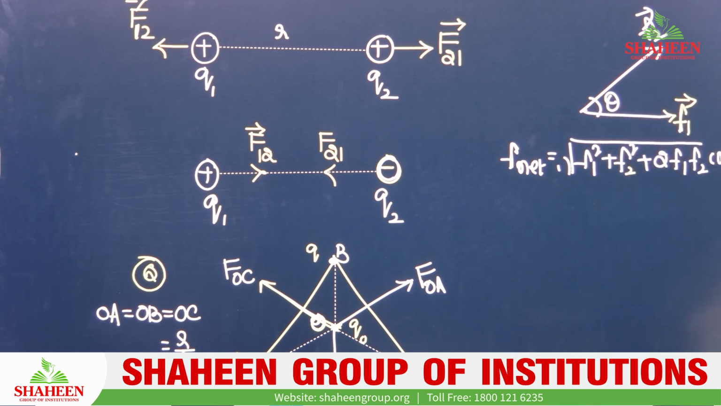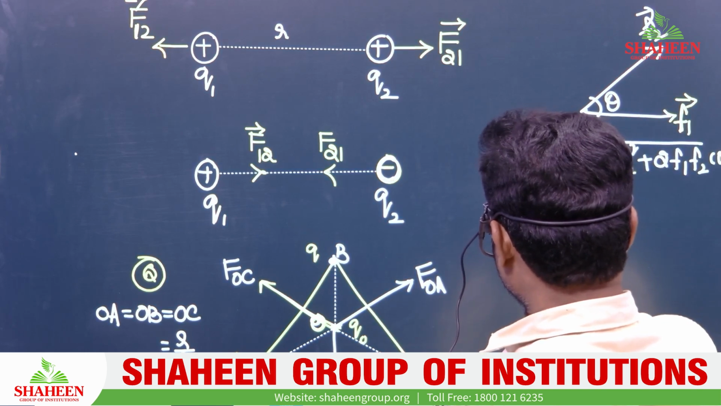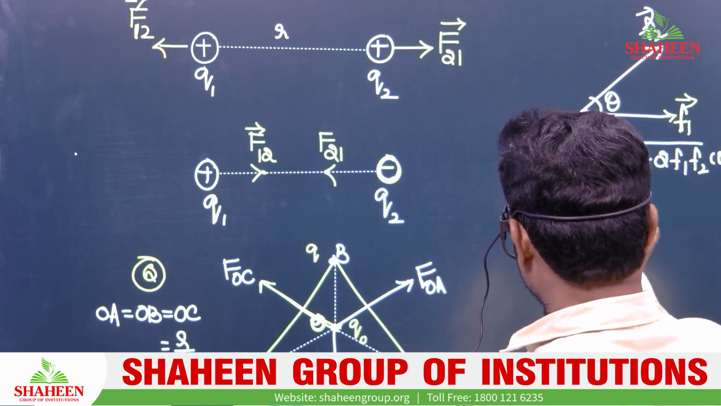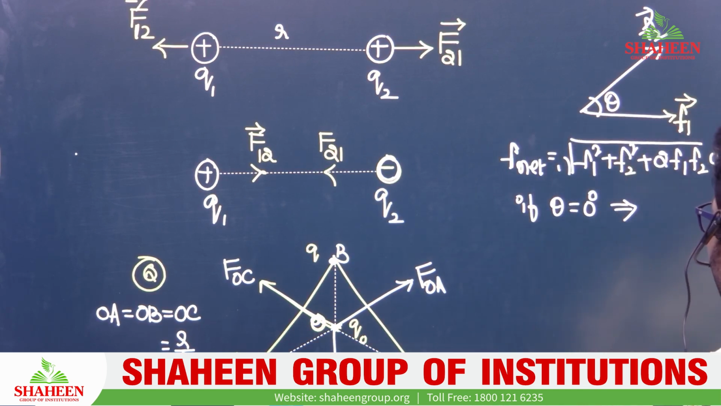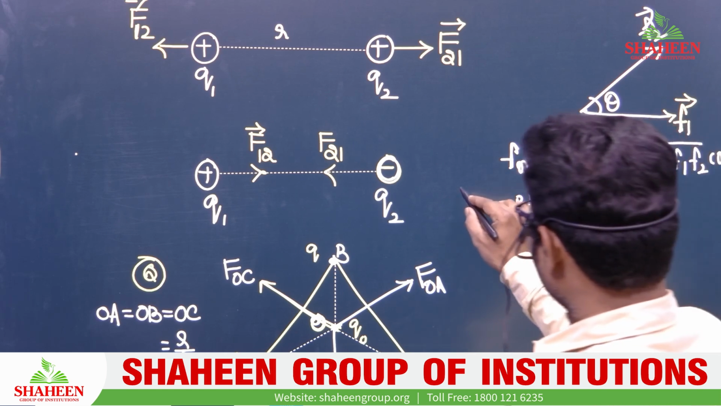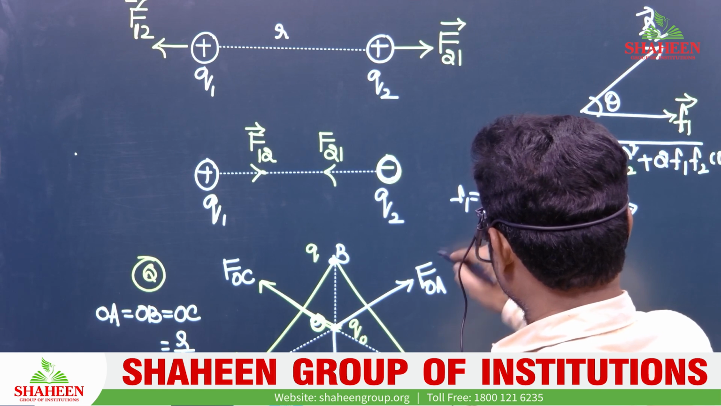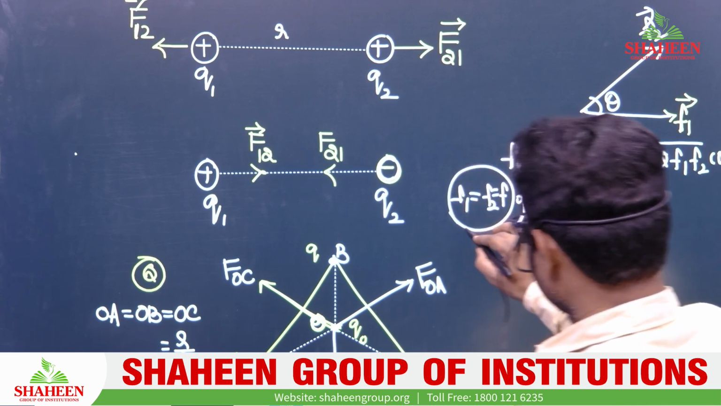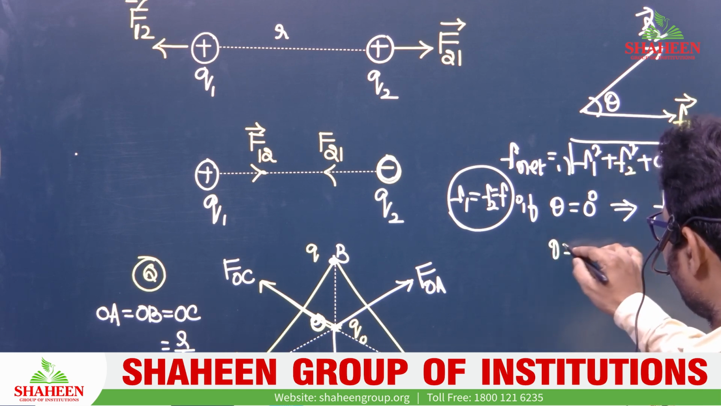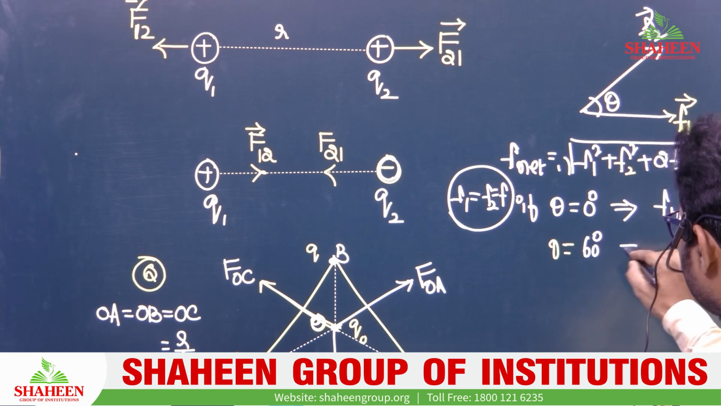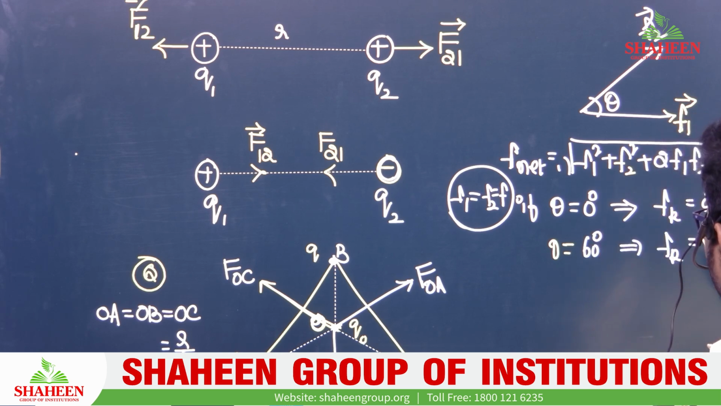So let us go for, if theta is equal to 0 degrees, and F1 is also equal to F2, that is equal to F. When theta is equal to 0, the resultant force is 2F. When theta is equal to 60 degrees, the resultant force is root 3 times of F.